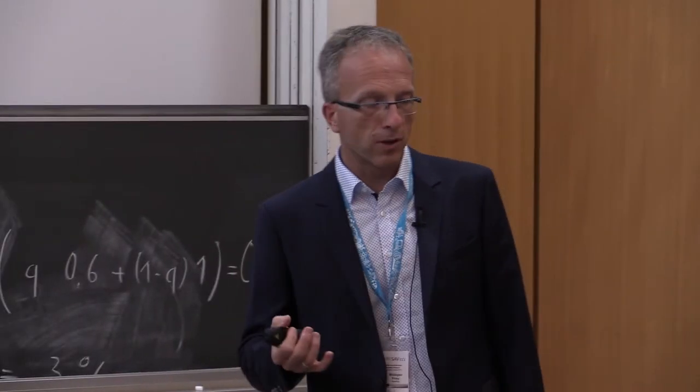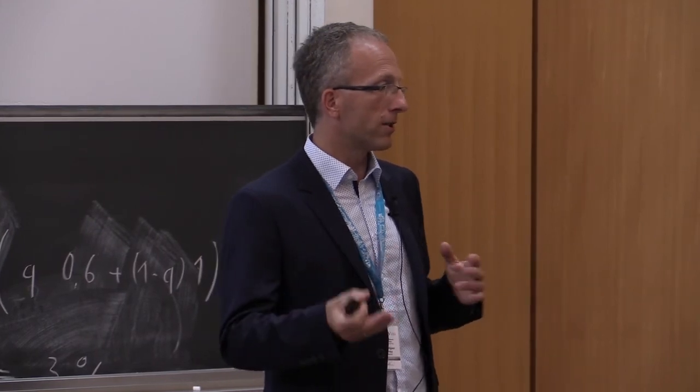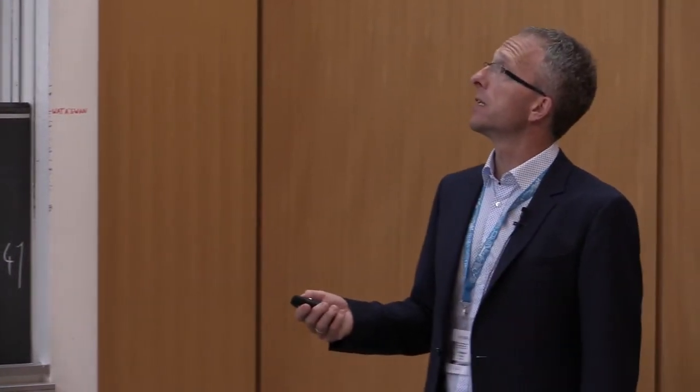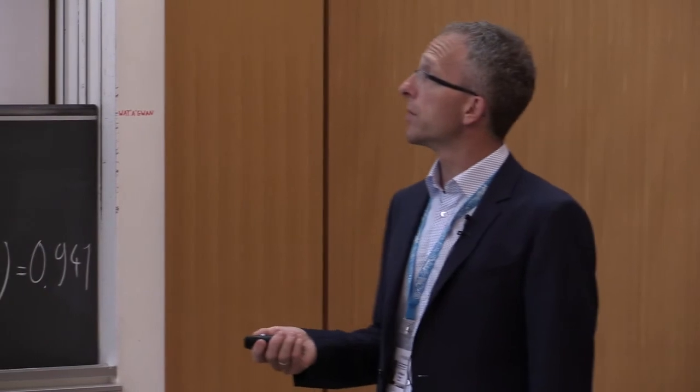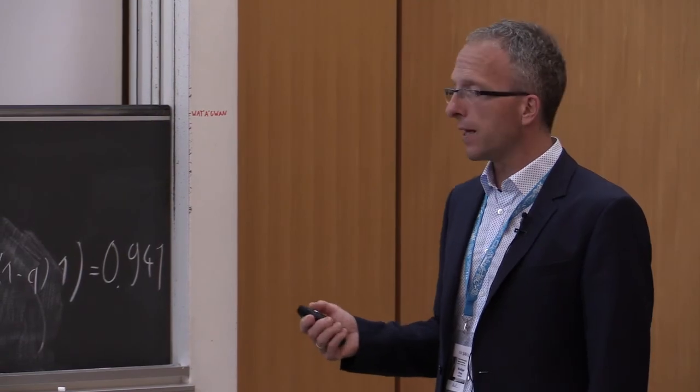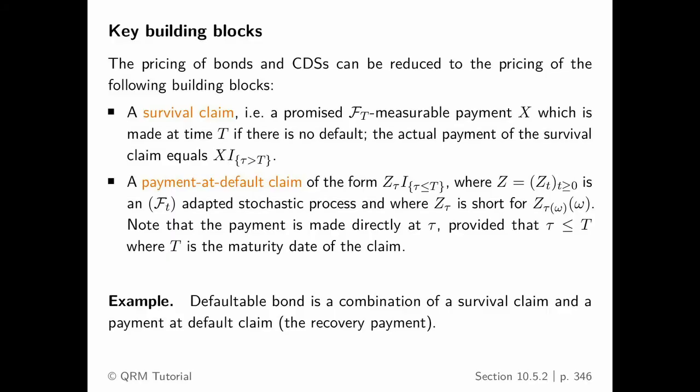There are also other interesting survival claims. For instance, when it comes to counterparty risk, then it could be a derivative security where we get the payoff if the issuer of the option has not defaulted, and otherwise we might get nothing. But here we will mostly take X equal to 1 today. And the payment at default claim pays us something directly at the default time, provided that default happens before some maturity. And the defaultable bond, as we've just seen, is a combination of the survival claim that models the payments if default has not occurred, and payment at default, which gives the recovery payment.